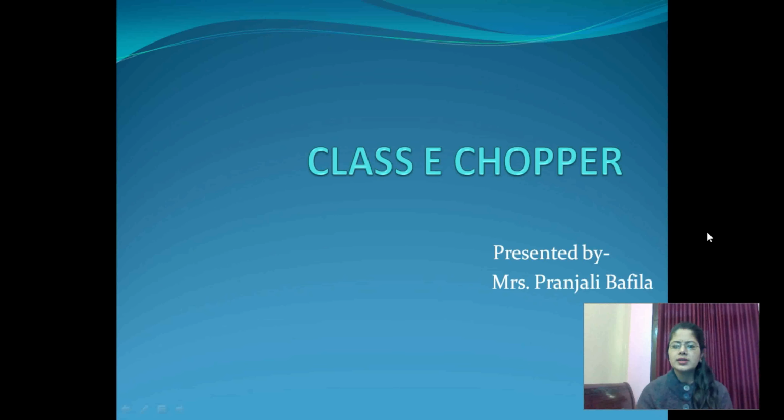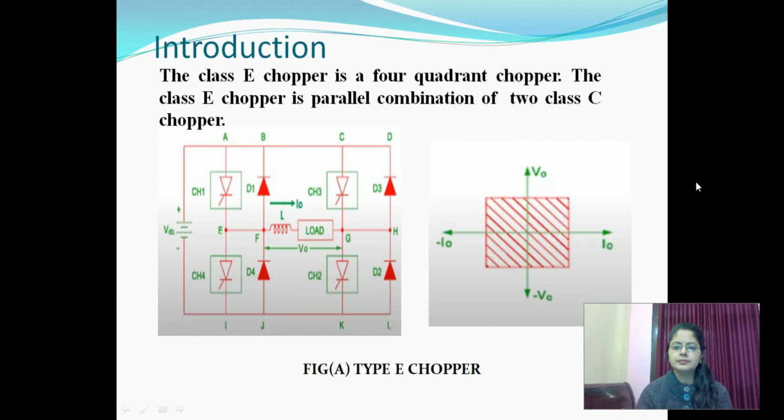Okay, students, next topic is the Class E chopper. The Class E chopper is a four-quadrant chopper. It is a parallel combination of two Class C choppers. We already studied the Class C choppers. When we connect two Class C choppers in parallel, it is called a Class E chopper.